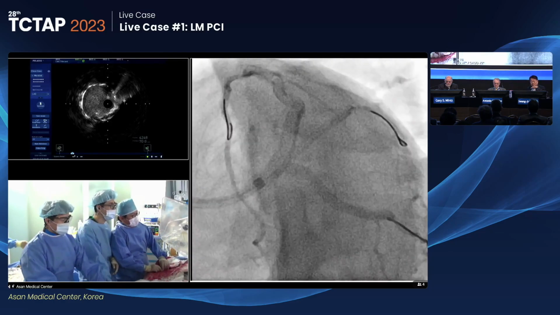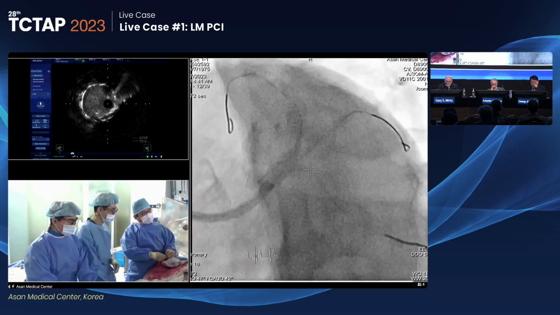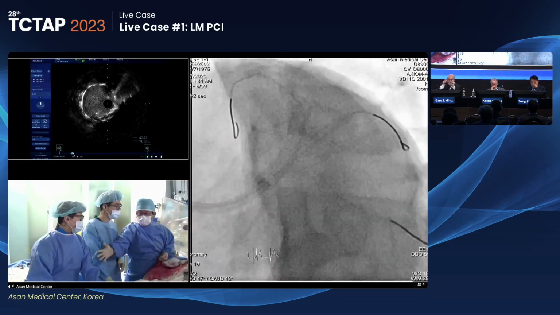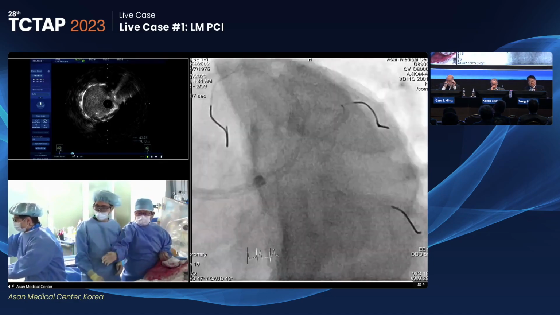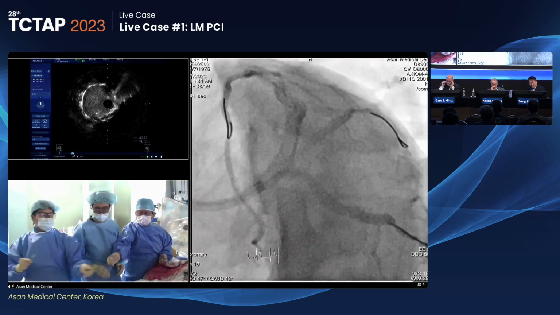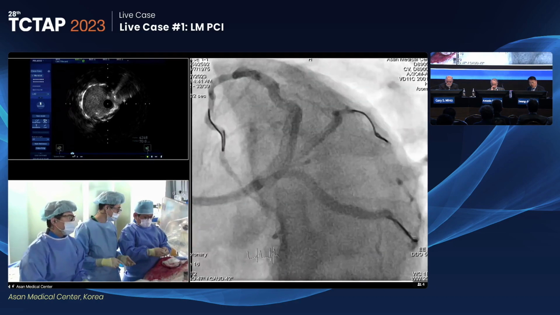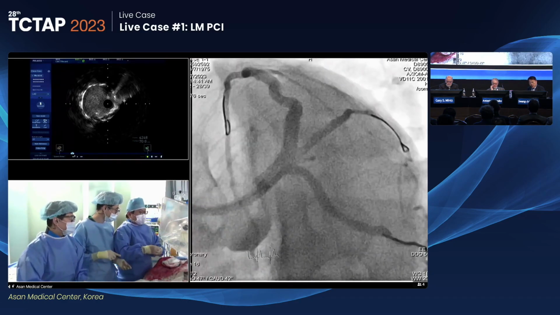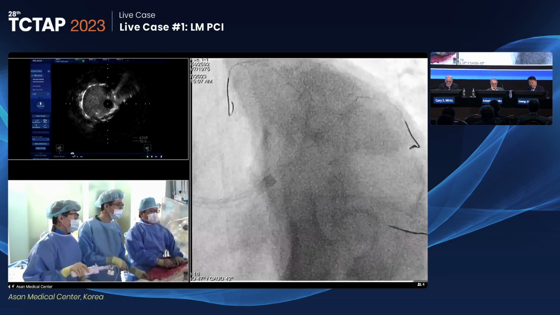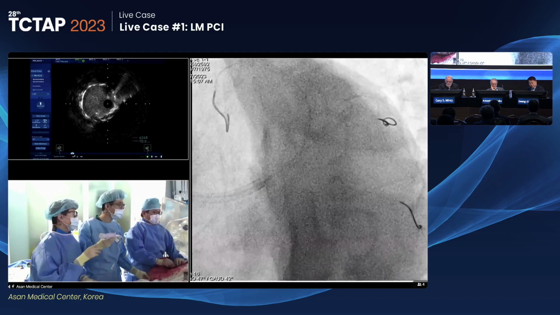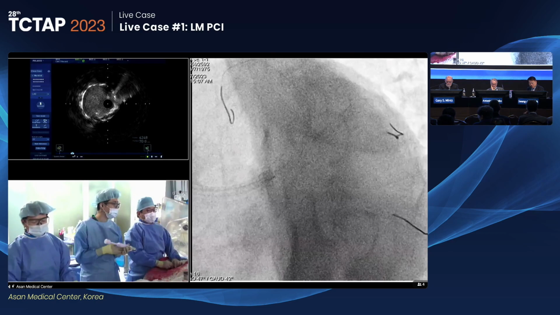Great. Okay. All my wires are successfully delivered to the appropriate position. 1.5 balloon, please. So using the small compliant balloon, 1.5. LAD. Finally, two-stent crush, right? Yes, two-stent crush. This is the 1.5 balloon. Yep.